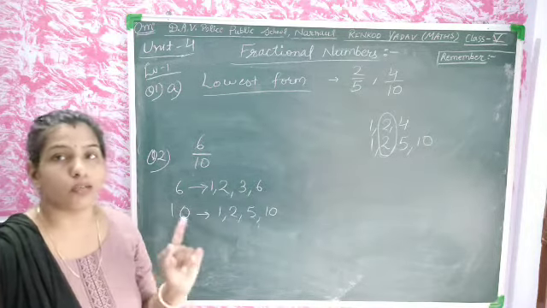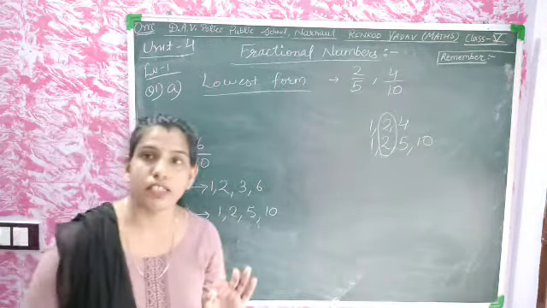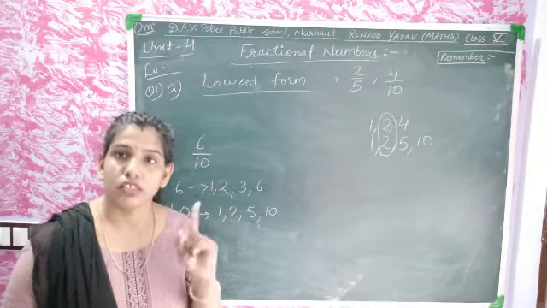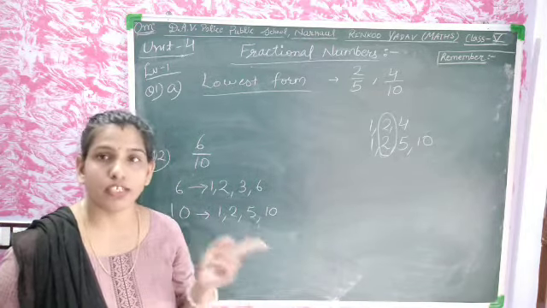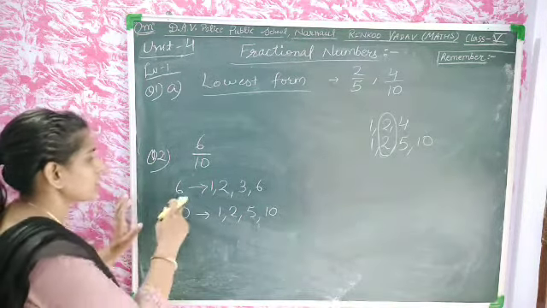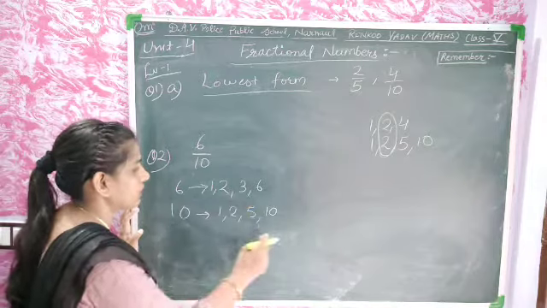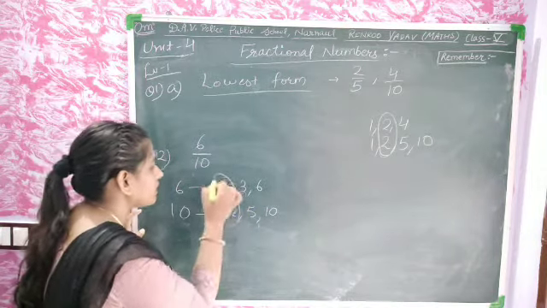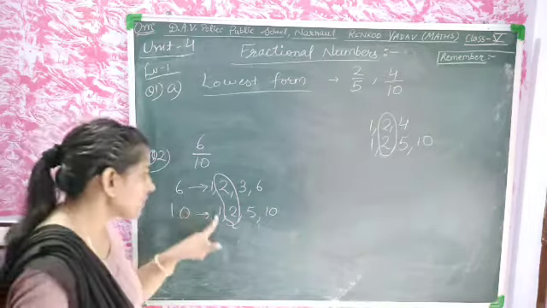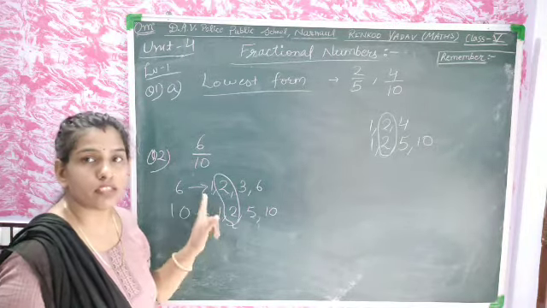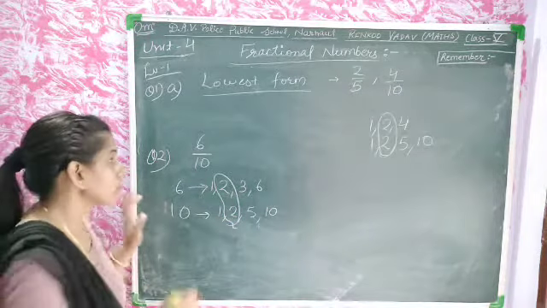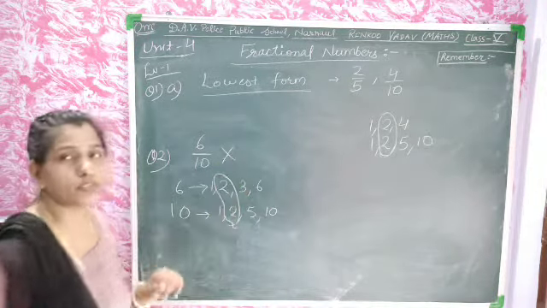You know about the factors and multiples of any number very well. First, revise chapter number 3 and then you will solve this chapter. Okay students? So 6 has these factors and 10 has these factors. But there is a common factor, that is 2, which is common other than 1. So it's not in the lowest form.